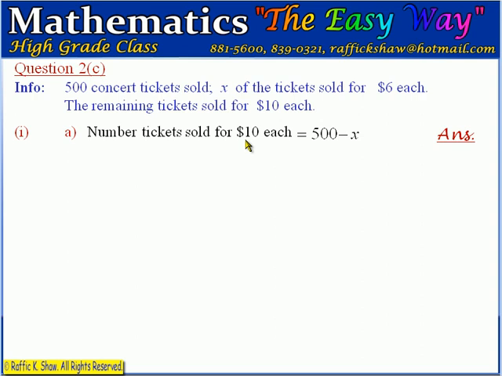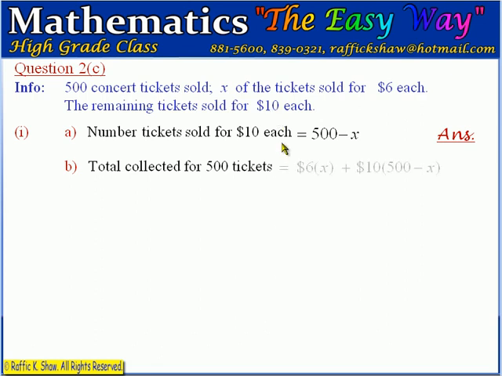Okay, so that's the answer for part 1. Now part B here is asking for the total collected, an expression for the total collected for the 500 tickets. Now we have X tickets at $6 each, and we now have 500 minus X tickets at $10 each. So the amount collected for the $6 tickets would be 6 multiplied by X, and the amount collected for the $10 tickets would be 500 minus X multiplied by 10.